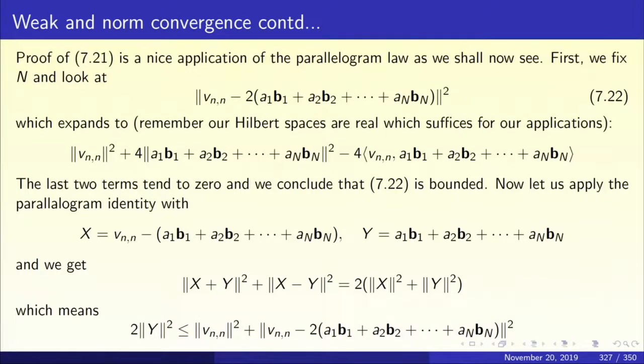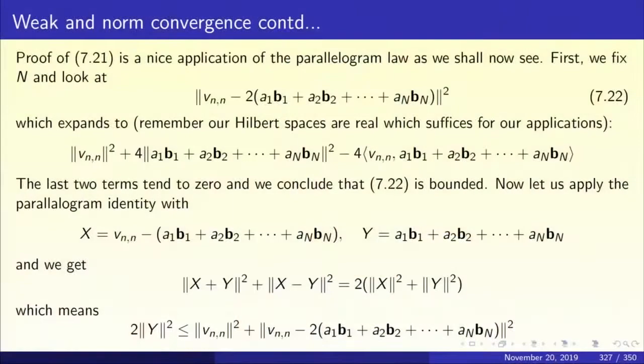Let us expand this. We get norm Vn squared plus 4 times norm of a1 b1 plus a2 b2 plus etc. plus an bn squared minus 4 times inner product Vn with a1 b1 plus a2 b2 plus etc. plus an bn. Now Vn dot with b1 goes to a1, Vn dot with b2 goes to a2, etc. And so the last two terms in the display together go to 0. And we conclude that the expression 7.22 is bounded.